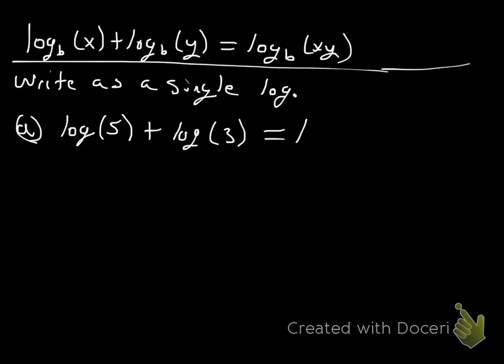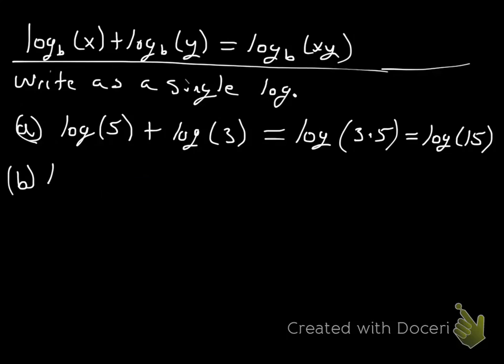He's very helpful. Here I have log base 10. So we have log of 5 plus log of 3, and they have the same base, so we can go ahead and combine them into a single log. So log of 3 times 5, or log of 15. Okay, pretty straightforward. Usually rewriting as a single log is a little bit easier than expanding. That's the one that students usually have a little bit more trouble with.